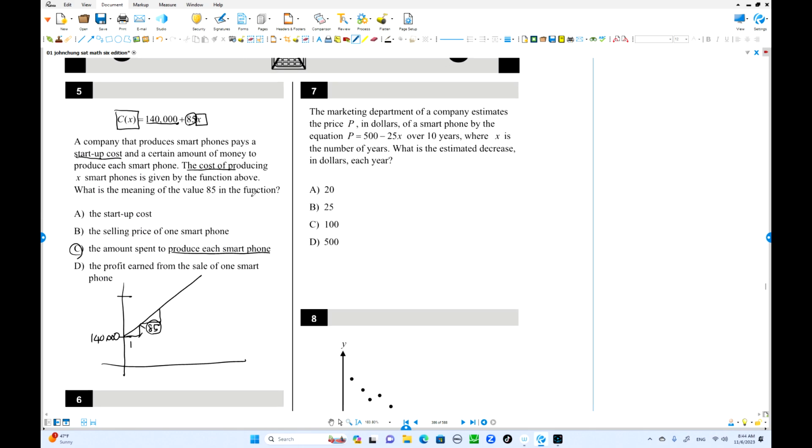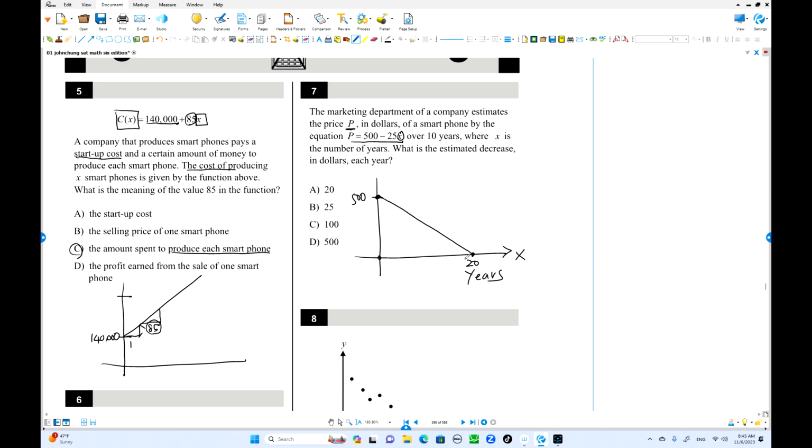Number 7, the marketing department of the company estimates the price P. P can be obtained from these equations over 10 years. So when x equals 0, it was 500, right? And x equals 0, I'm going this way. x is what? Years. This is years. When x equals 0 it is 500. The price is getting down, right? Maybe around x equals 20, that is 500. If it's 20 years, no more worth. Okay? Yeah. That is it.